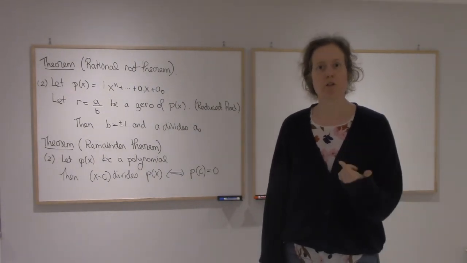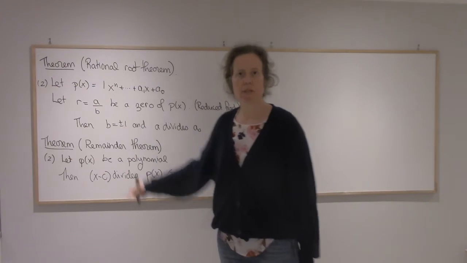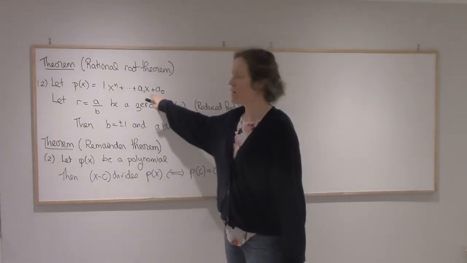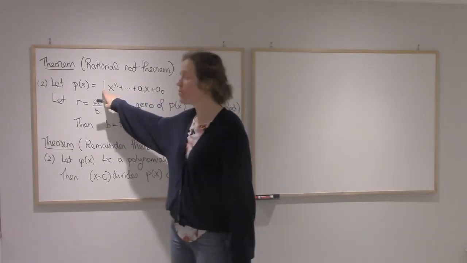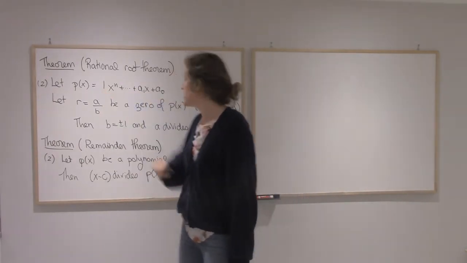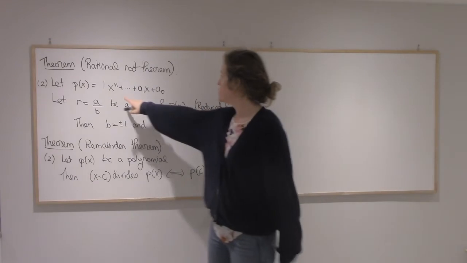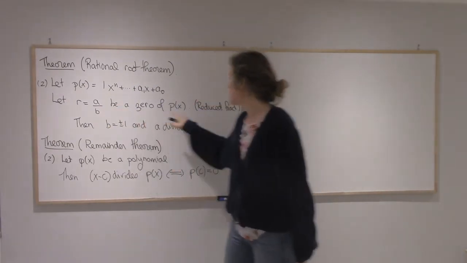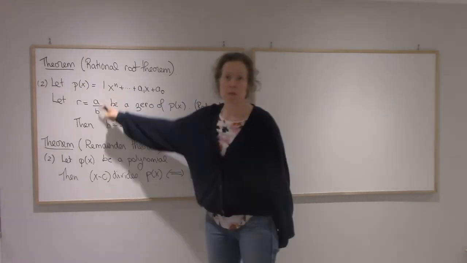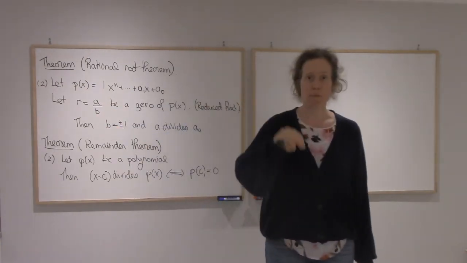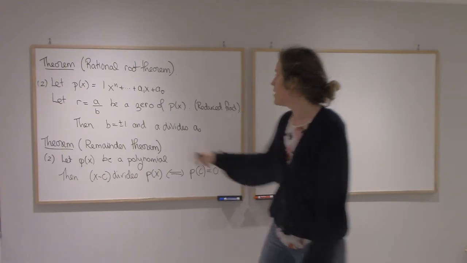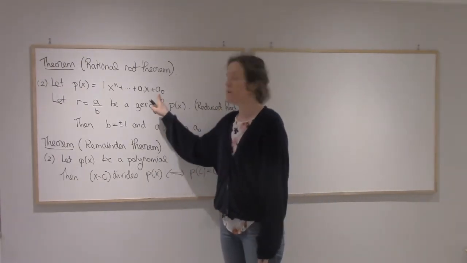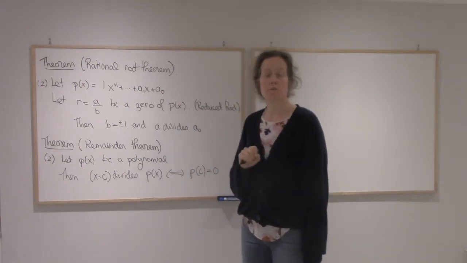In this video, I'll show you how to use these two theorems that are in the notes. The first one is the rational root theorem. It tells you that if you have a polynomial like this where the coefficient of the biggest power is 1, and you have a rational root, so a over b is a 0 of p of x, and I'm assuming that a over b is reduced, meaning that a and b don't have any common factor, then b must be plus or minus 1, and a should be a divisor of the constant term.